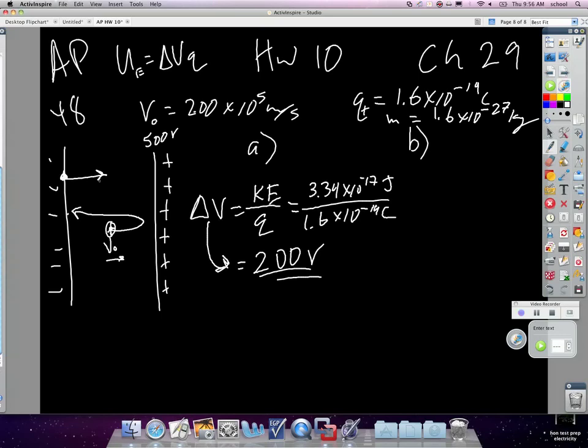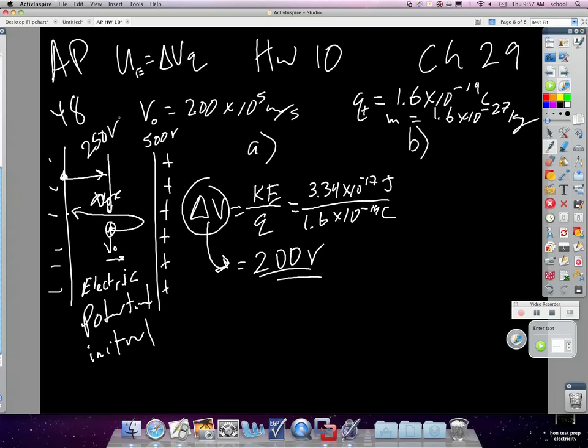Okay. So what we calculated was delta V. True? So we needed to know what was the original V. So what was the V0? What was the electric potential initial? Now they told us that it was halfway between, which means the initial electric potential is 250 volts.